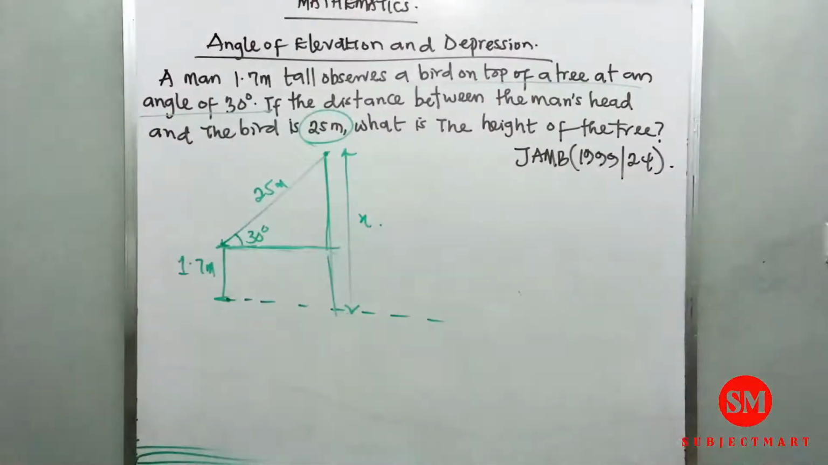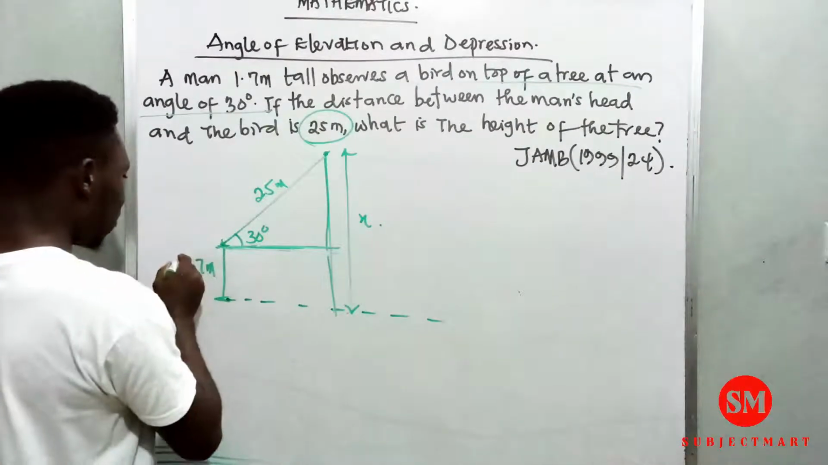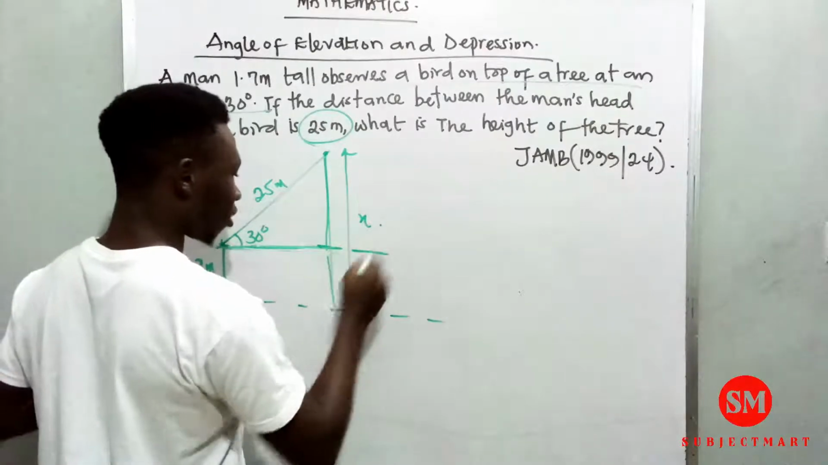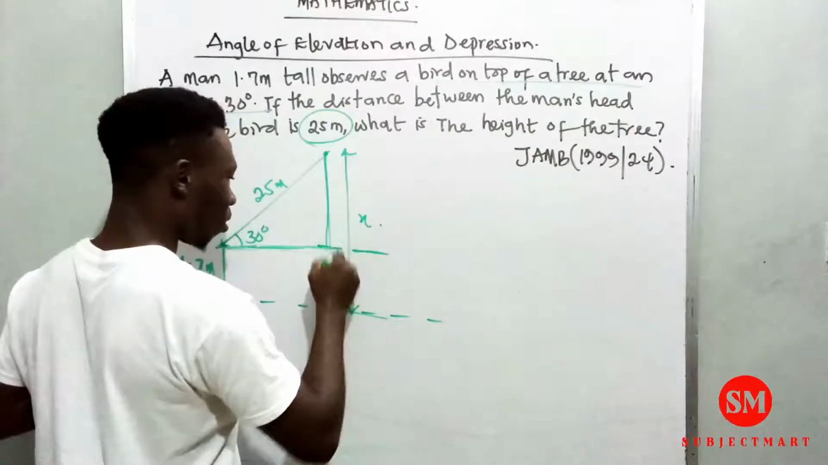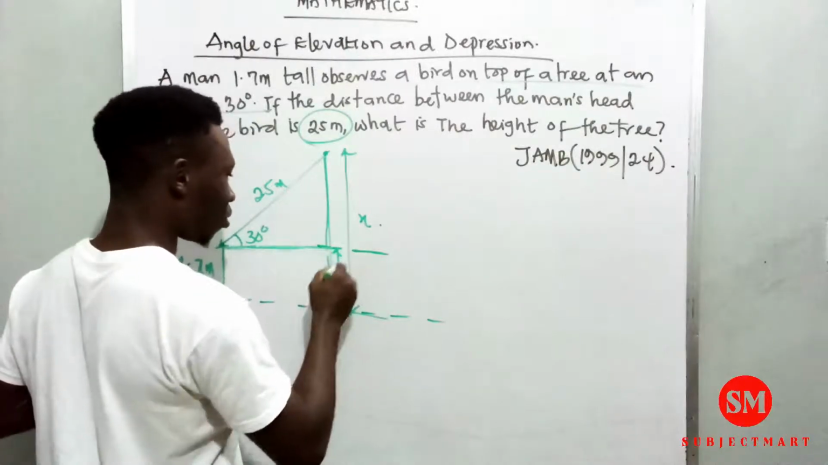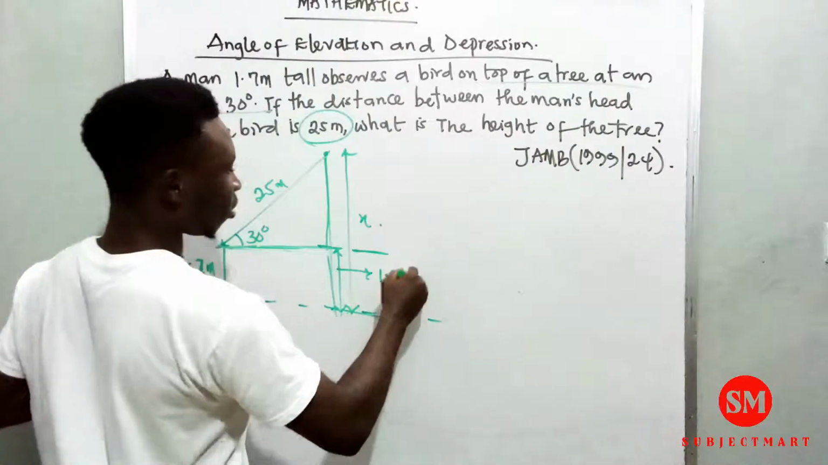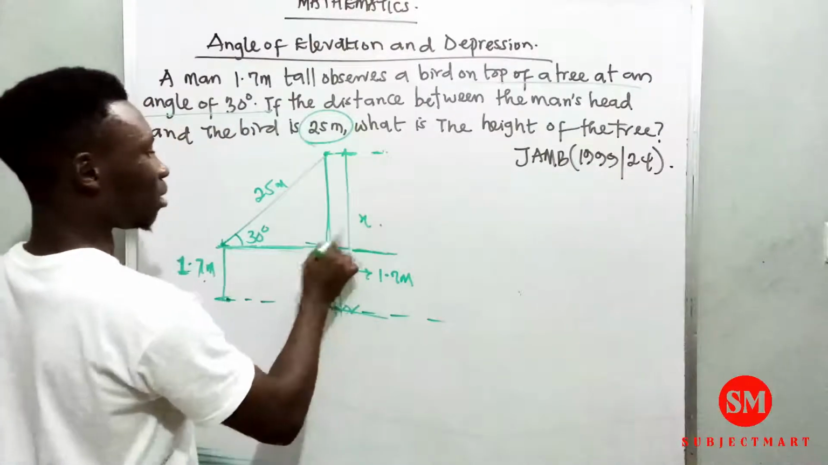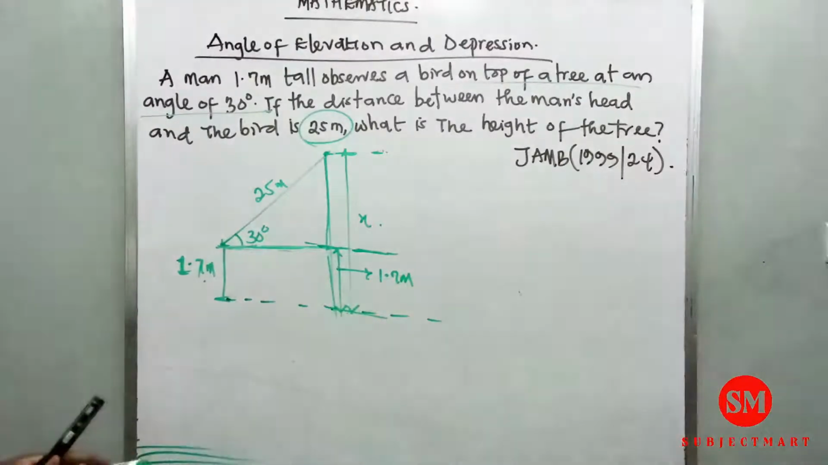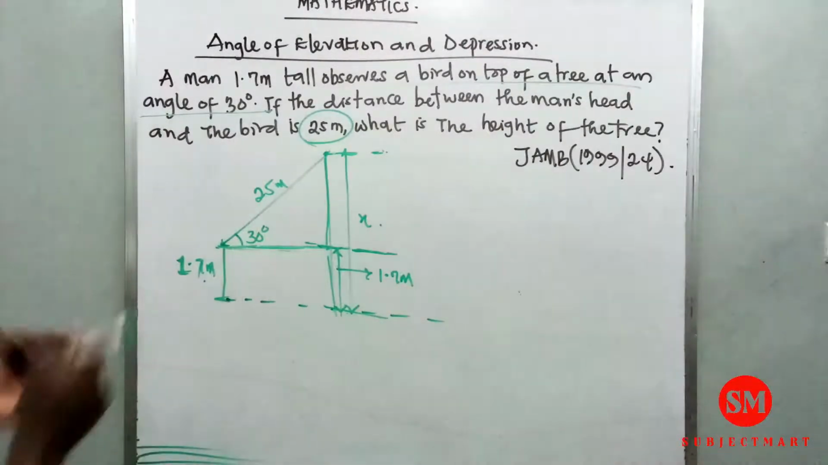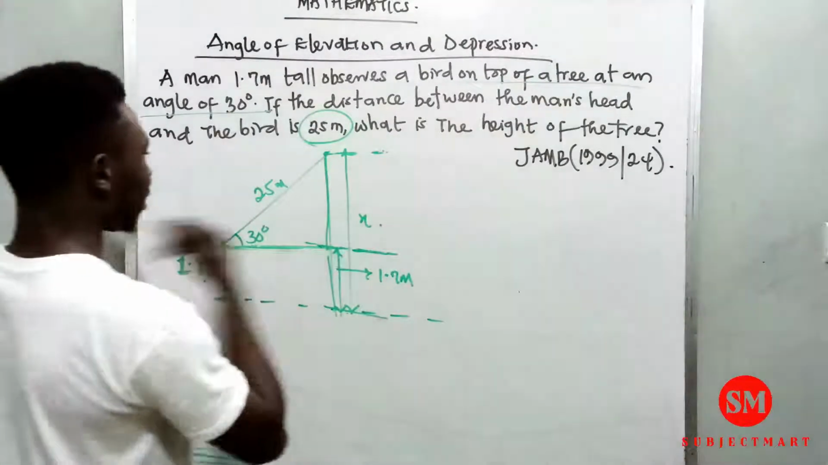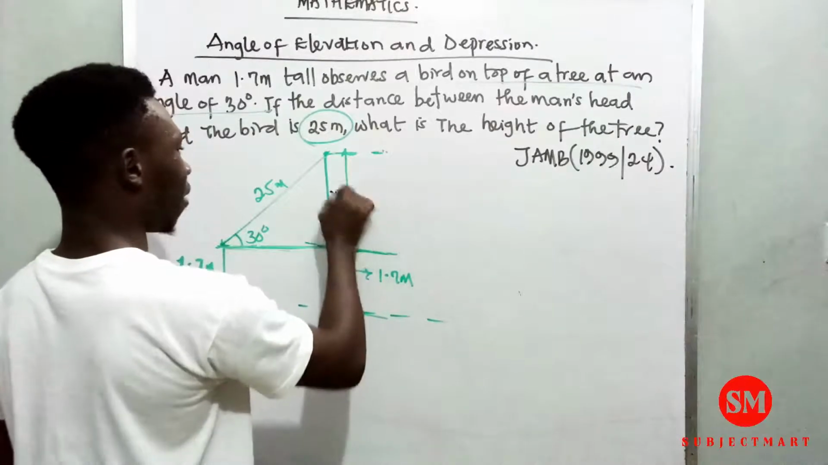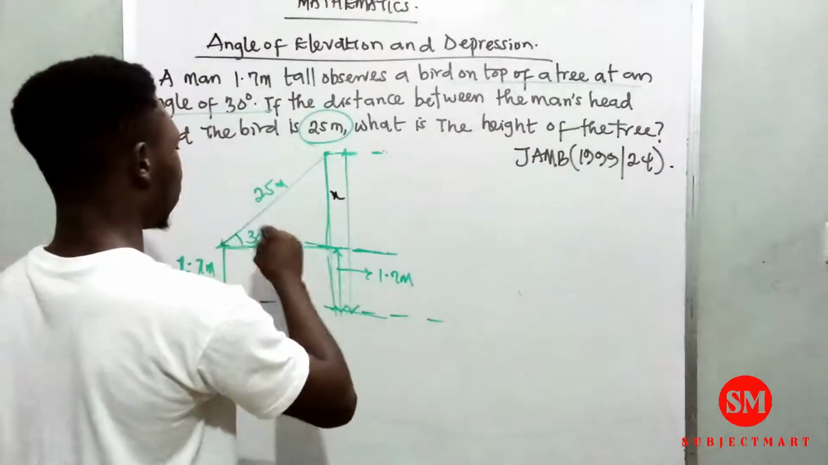X. Now don't forget, this man is 1.7 meters. So up to this point, from here to here is also 1.7 meters. So what we are left to find now is the height from this place to this place. Then we can add it to 1.7 meter to give us the total height of the tree. Now this part here, let's call it x.